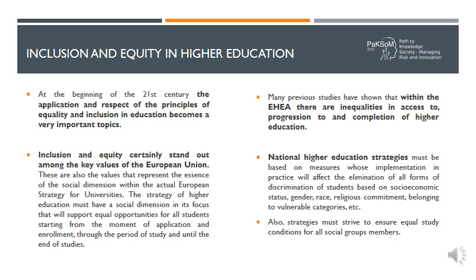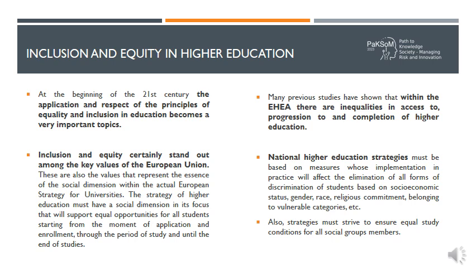The strategy of higher education must have a social dimension in its focus that will support equal opportunities for all students, starting from the moment of application and enrollment through the period of study and until the end of studies. Many previous studies have shown that within the European higher education area, there are inequalities in access to, progression in, and completion of higher education.